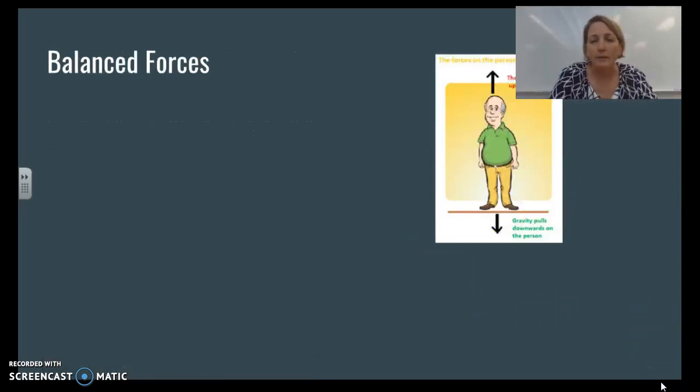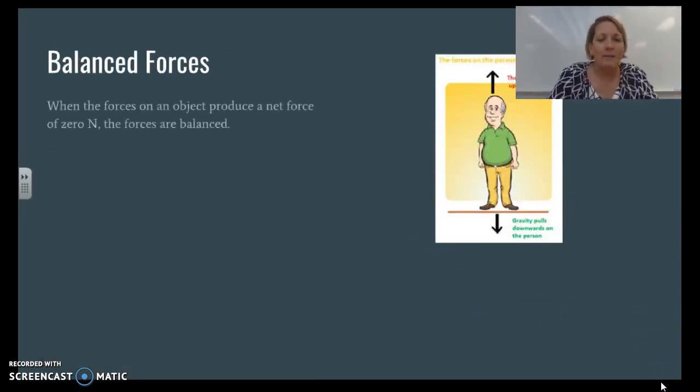Sometimes forces are balanced. When that is the case, we get a net force of 0. The object is not moving, it's not changing direction, it's a 0 force. There is no change in the motion.